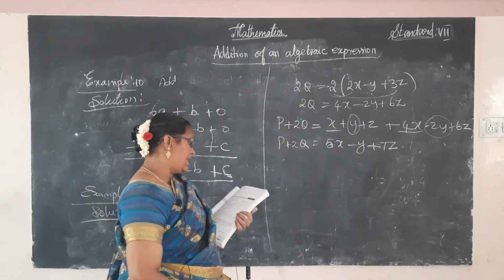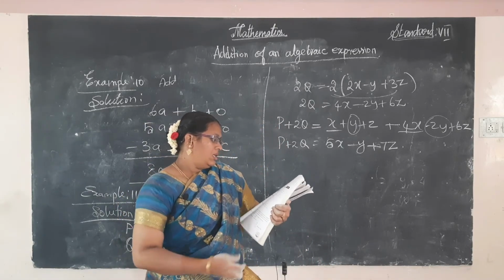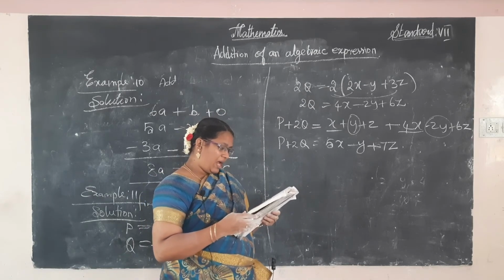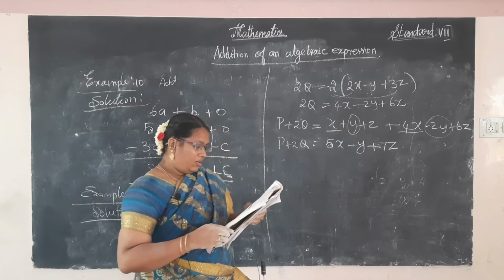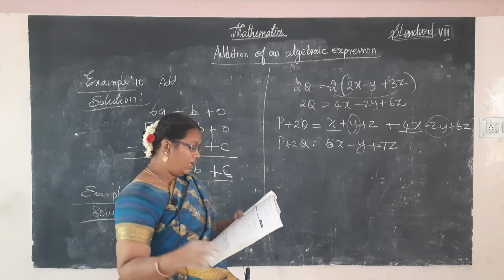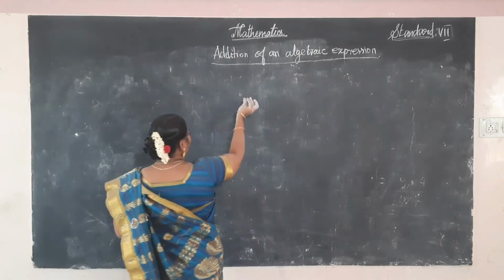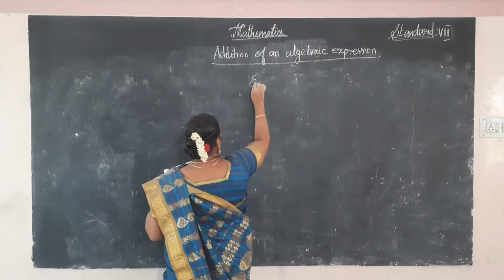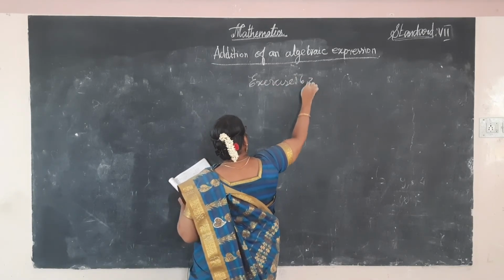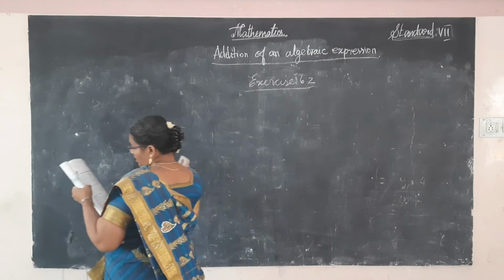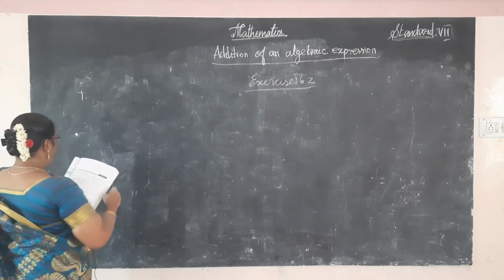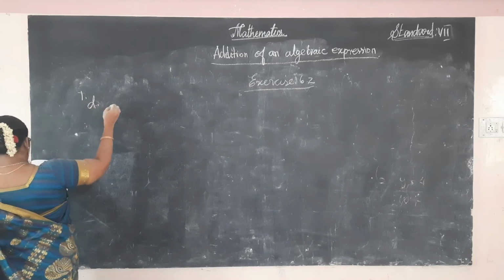Now see the exercise 6.2. The first one: pick the like terms from each group and add them. So first we pick the like terms from the given algebraic expressions. The first three problems, A, B, C, are homework. I will do the D problem.